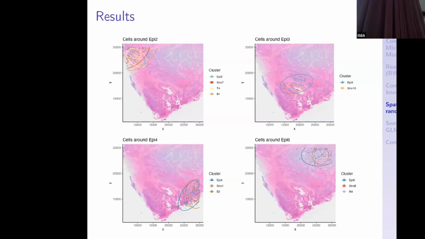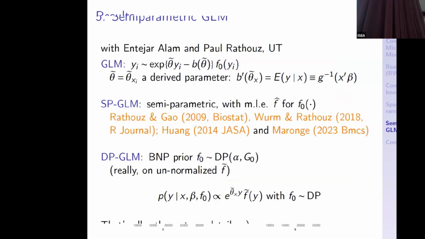I didn't, unfortunately. How much? 5 minutes. So you can still quickly advertise the third example.